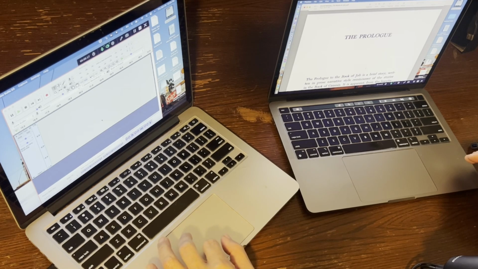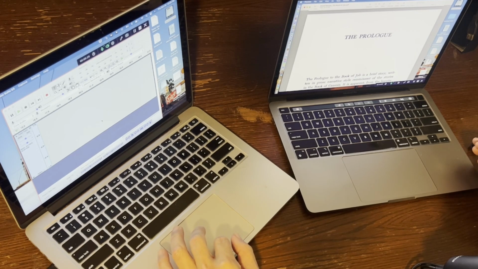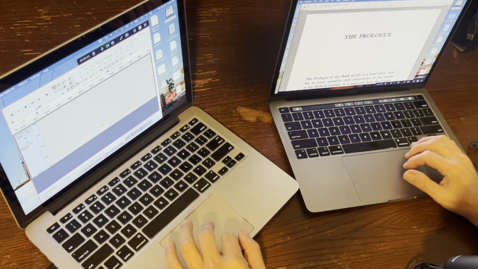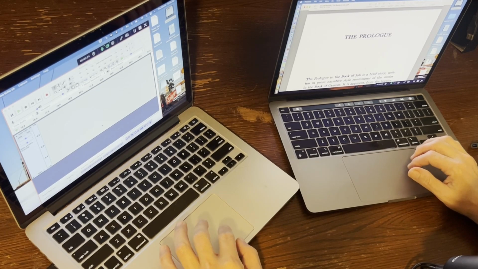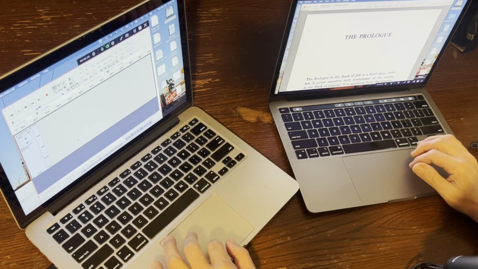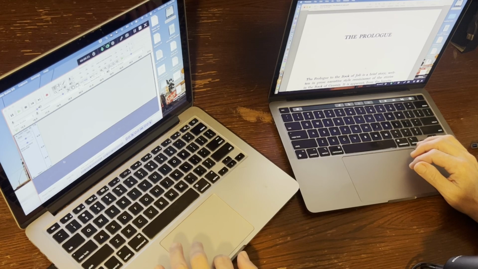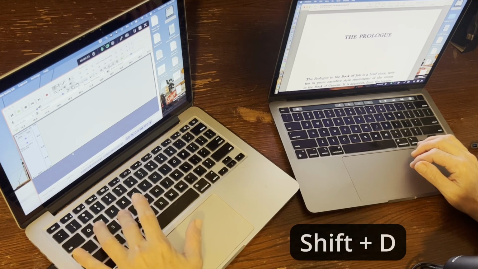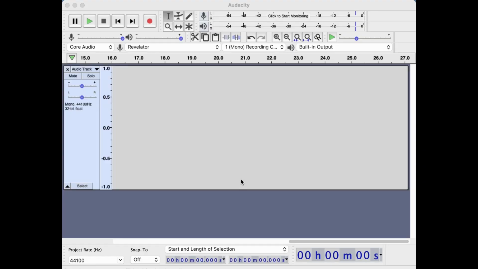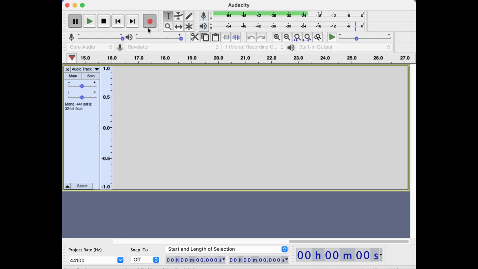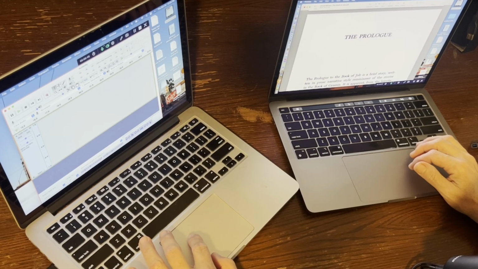What I'm using is free software. I think I mentioned it, Audacity, and I'll be reading from a book written by my late father called The Book of Job. You can press record here, stop, and to do a punch, it's Shift D. You can test that your mic is feeding into the software by pressing pause and record, and now we see the meters moving, which means we're ready to go. All right, here we go.